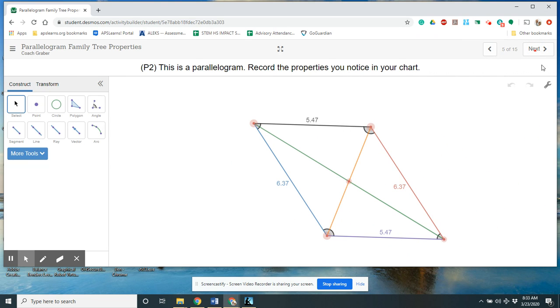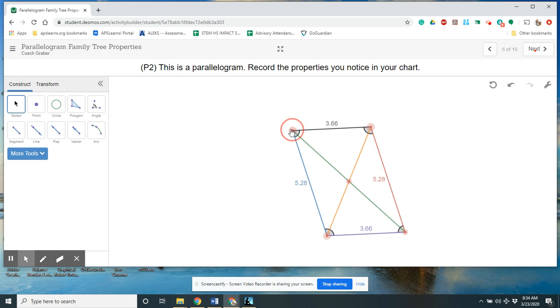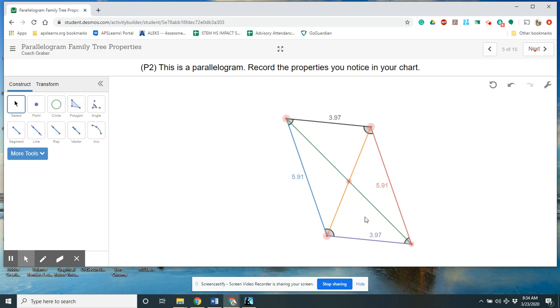Okay, now looking at side lengths. Well, this one you're probably already familiar with. Opposite sides are the same length for a parallelogram. So 5.47 is the same as 5.47. 6.37 and 6.37 are the same. Doesn't matter how it changes, those facts are still true. These are the same, and these are the same.